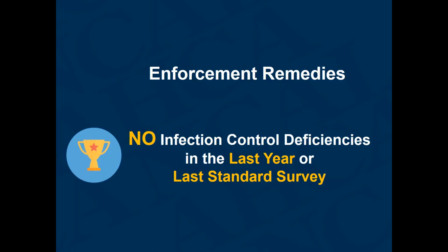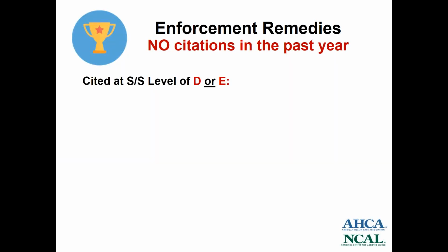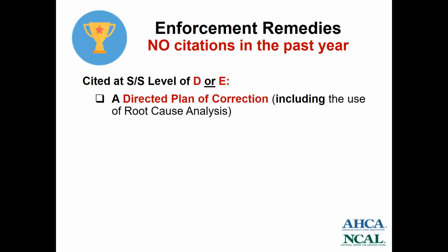So let's talk first about what happens if you have no deficiencies in the last year or your last standard survey. What are the things that you need to be looking at? If the citation on your current survey is a D or an E level, you're going to be looking at a directed plan of correction. All of us pretty much know what those are, including the use of a root cause analysis. He's going to be talking in depth about this a little bit later on in this presentation.